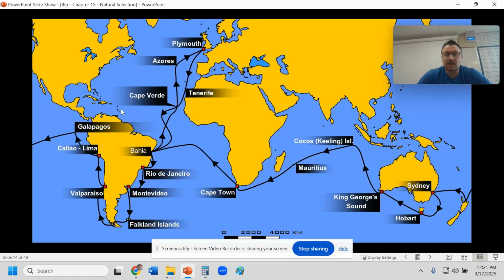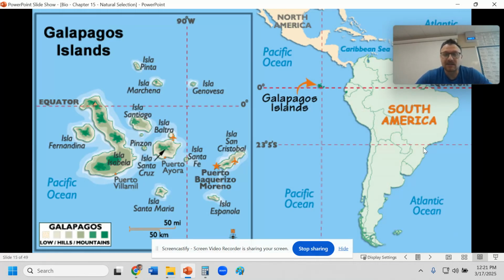Now, along the way here, you can see this is the path that he took. They mapped out the South American coastline. He stopped at a location called the Galapagos Islands. These Galapagos Islands are volcanic islands on the western side of South America, close to Ecuador, and they are some pretty interesting islands.